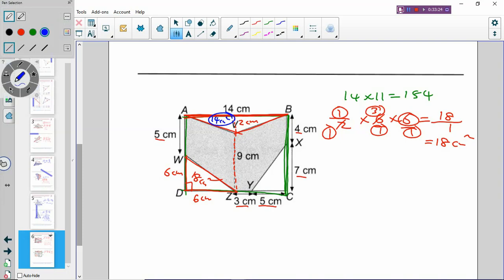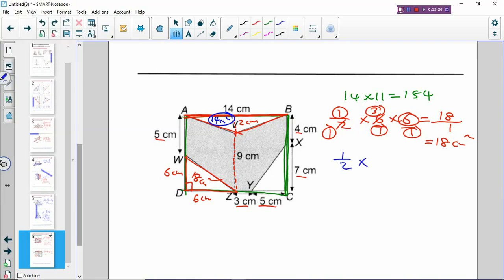All right, for those who are not so good, you want to be more careful, then please write down like this: half times 14 times 2, half times base times height. So you always have to follow the order, half times base times height. And then do the same thing. Cancel, cancel, and then you will get 14 out of 1, and the area is 14 cm square.